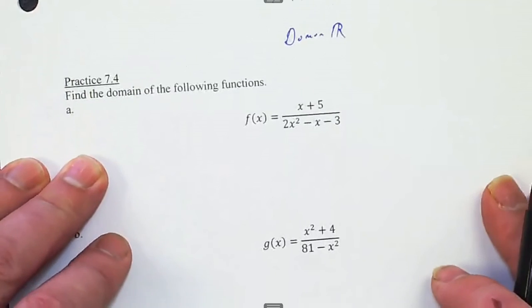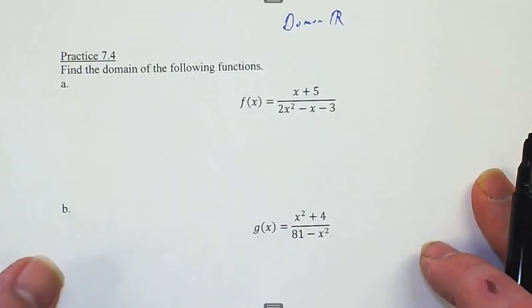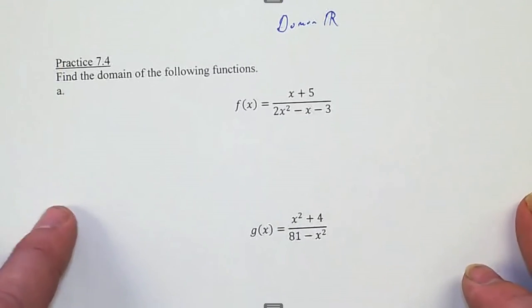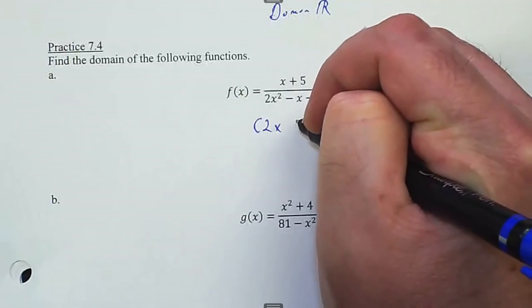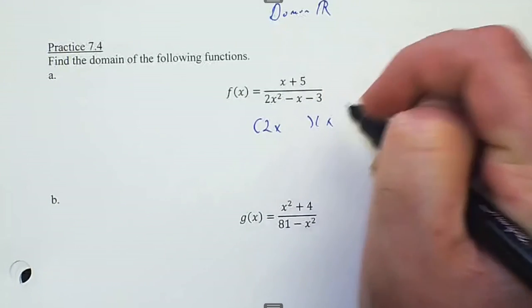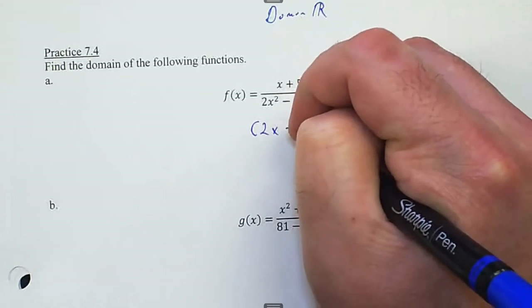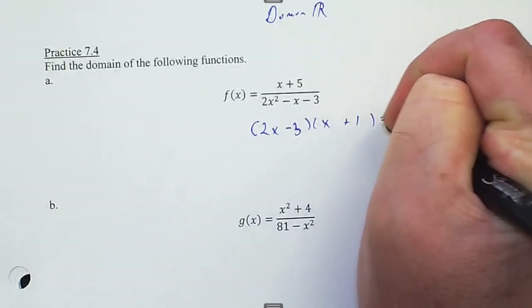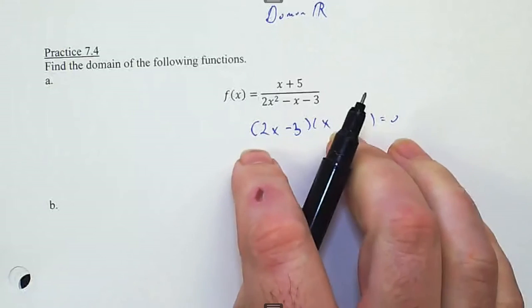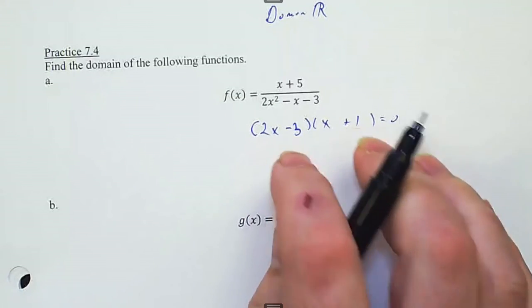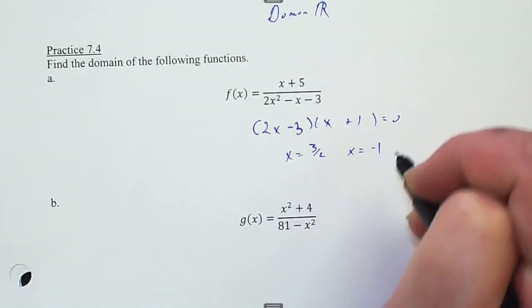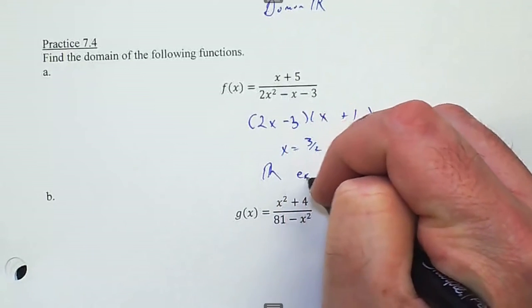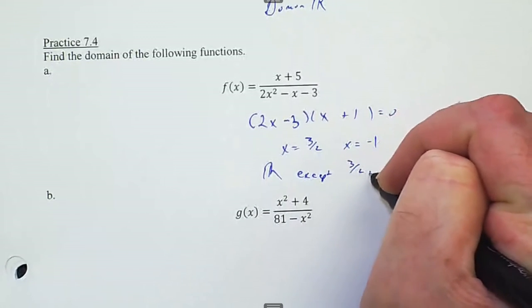Okay, so I want you to practice doing that same thing. We got A, B, and C for you to find the domain. All right, let's see what we got. All right, you should have factored this one. And I think we need to just do 2x minus 3 and x plus 1, because that would give me 2x squared plus 2x minus 3x, negative x. Okay, so solving those equal to 0 gives me 3 halves and -1. So we're going to say all real numbers except 3 over 2 and -1.